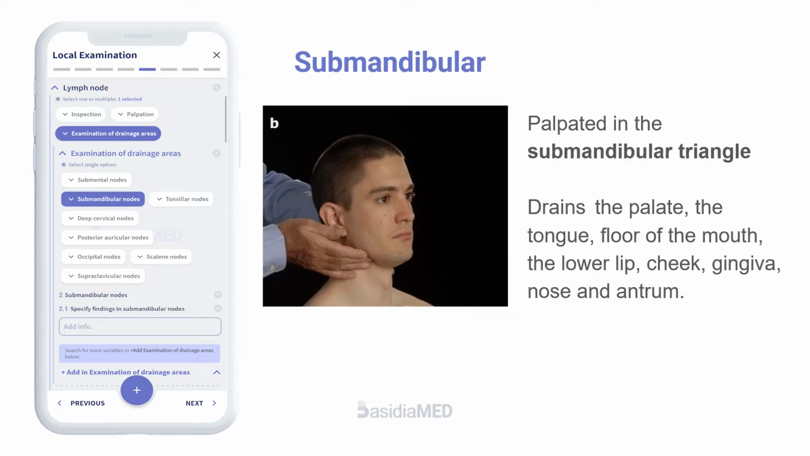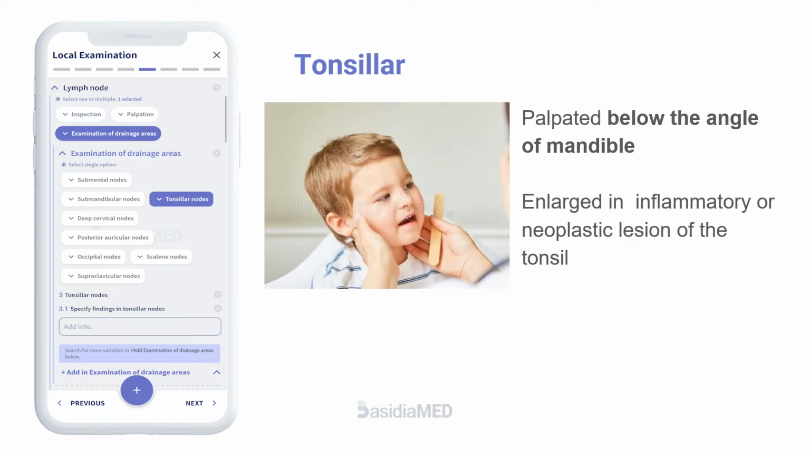Submandibular nodes are examined in the submandibular triangle. The submandibular group is present posterolateral to the anterior belly of the digastric muscles. If affected, one should examine the palate, the tongue, floor of the mouth, the lower lip, cheek, gingiva, nose, and antrum. The tonsillar nodes are examined just below the angle of the mandible.